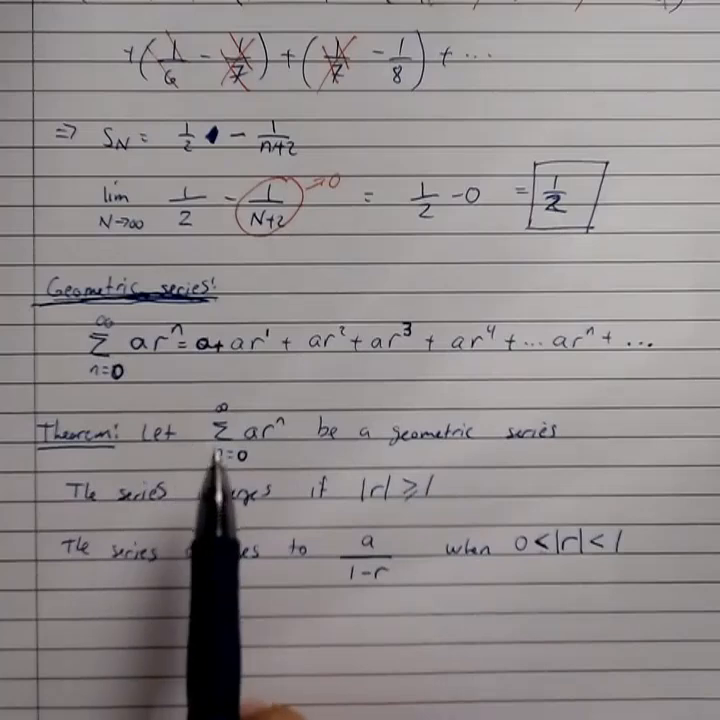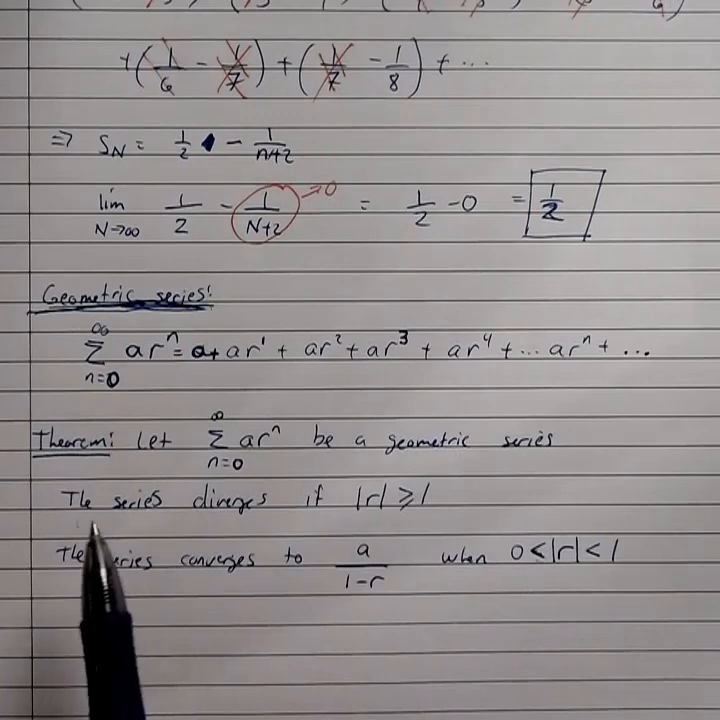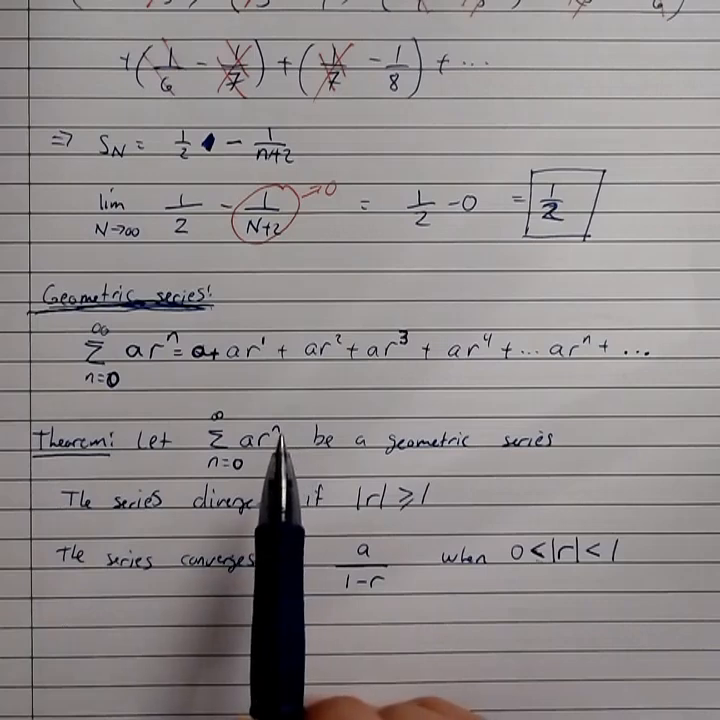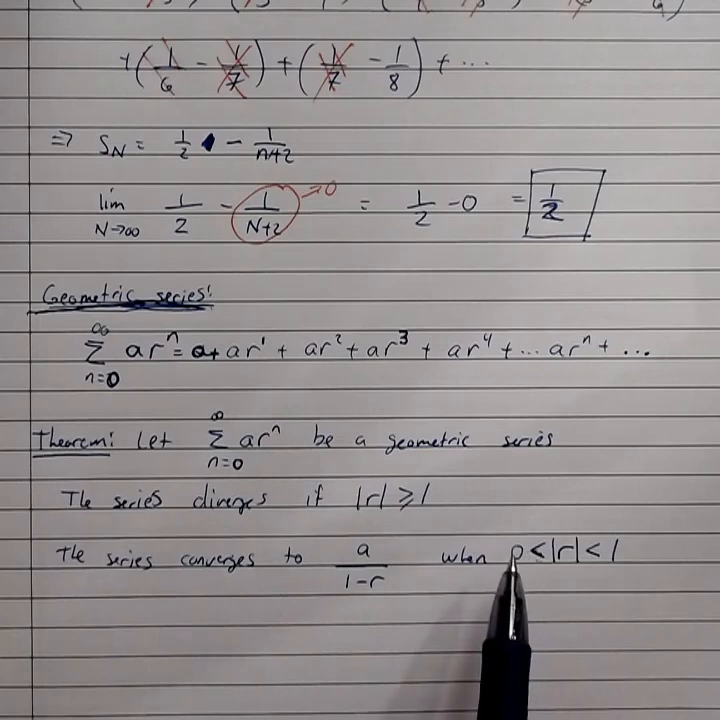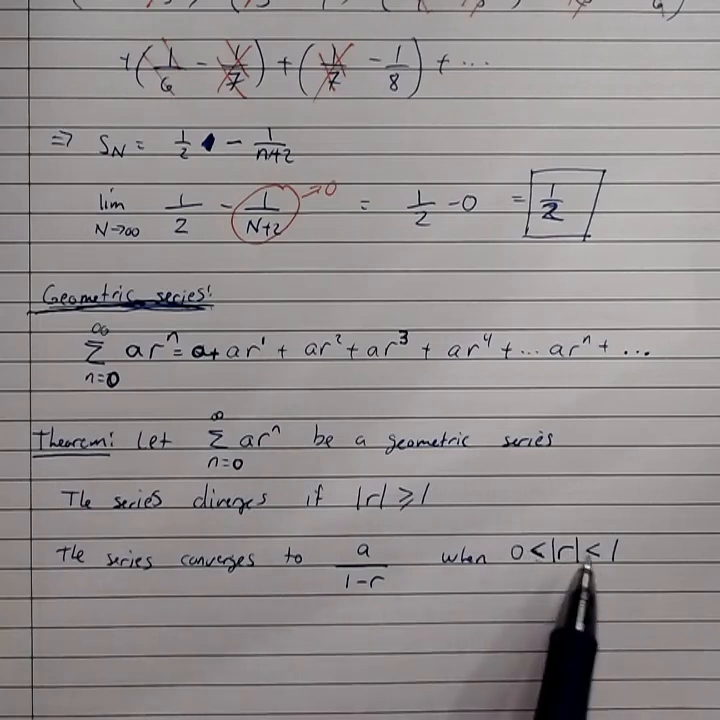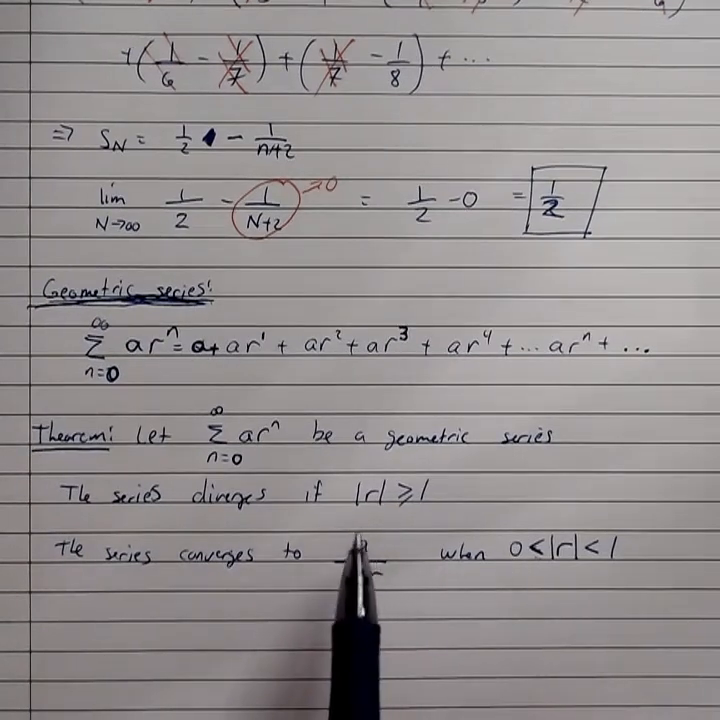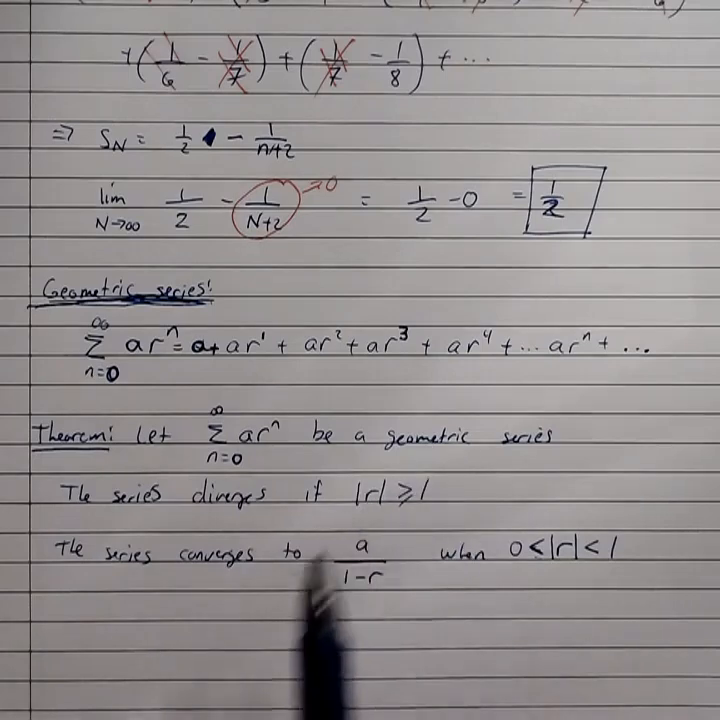Our theorem says, okay, let the sum n go from 0 to infinity of ar to the n be a geometric series. The series diverges if r is greater than or equal to 1. However, if r is between 1 and 0, in absolute value, then that means the series converges. And not only do we know that it converges, we actually know that it converges to a over 1 minus r. This is a rare case of we not only know that the series converges, but we also know conclusively what it converges to. And here it converges to actually a very nice number.